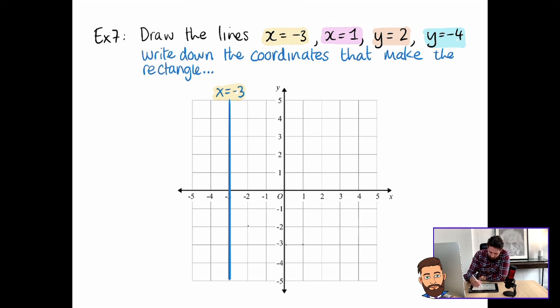Okay, so that is a line that goes through the x-axis at 1. And label it. Always label your lines once you've drawn it. X equals 1. And I'm just going to colour coordinate it for you, so it's easy for you to see.